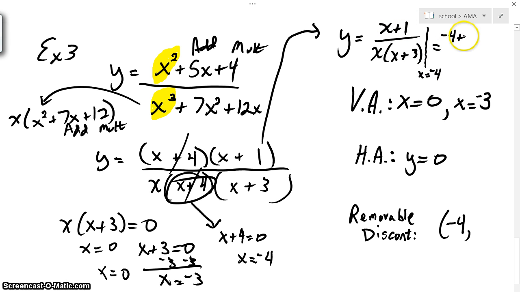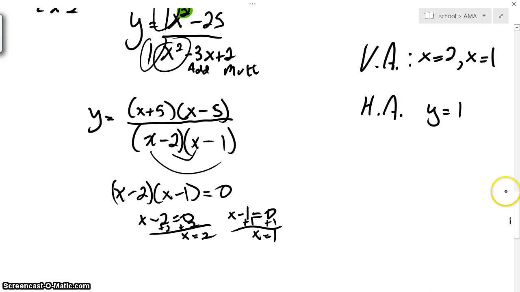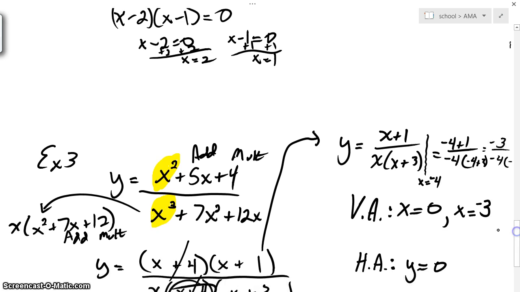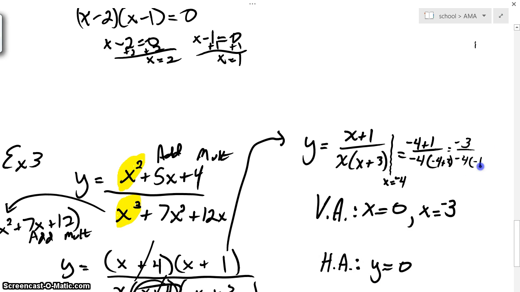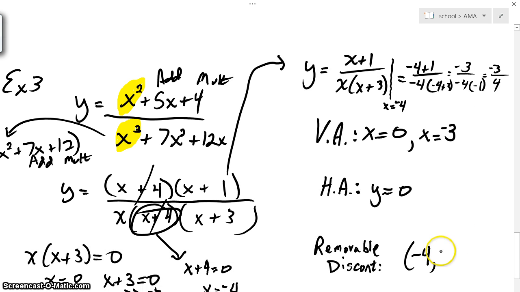So that would become negative 4 plus 1 up on top. Down below we have negative 4 times negative 4 plus 3. Well, what do we get up on top? Negative 4 plus 1 is negative 3. Down below, negative 4 plus 3 is negative 1, so that's negative 4 times negative 1. And negative 4 times negative 1, of course, is just going to get you a positive 4. So you'd get negative 3 up on top and a positive 4. That's what your y value would equal on that hole, on that removable discontinuity.